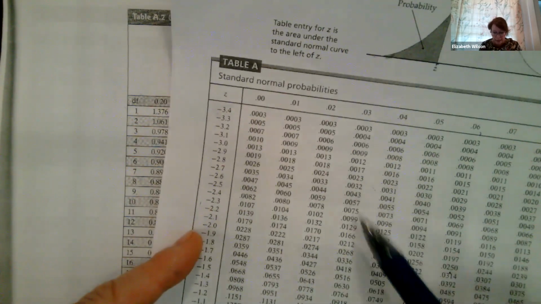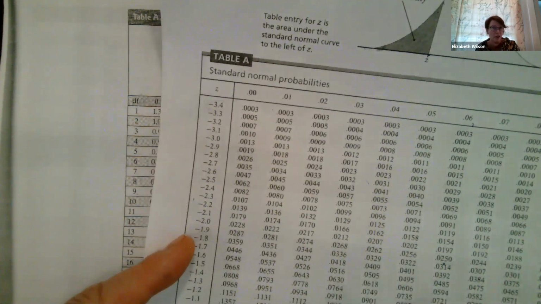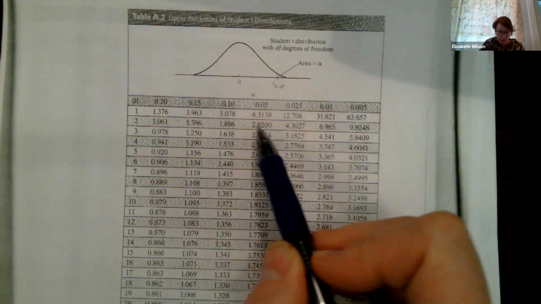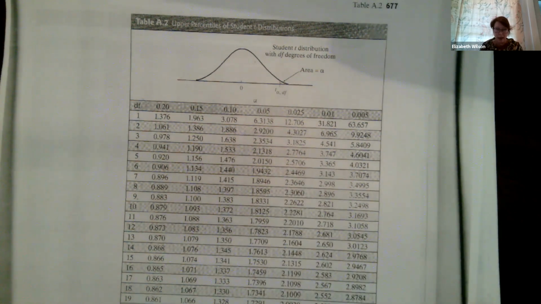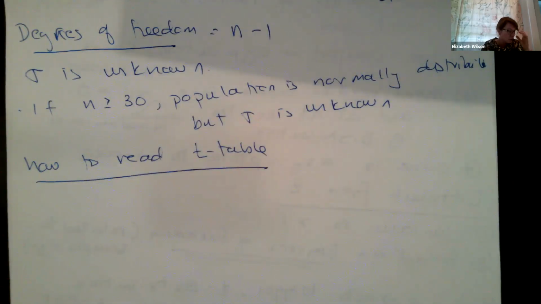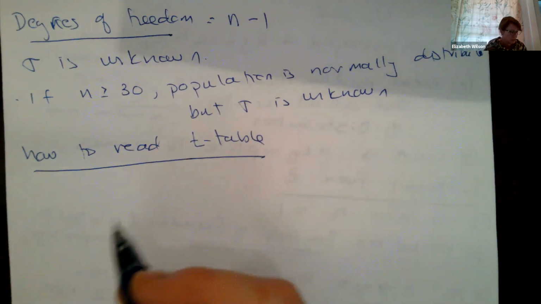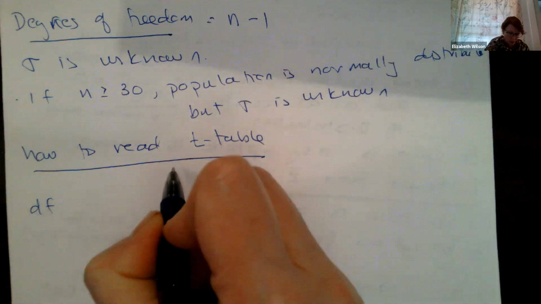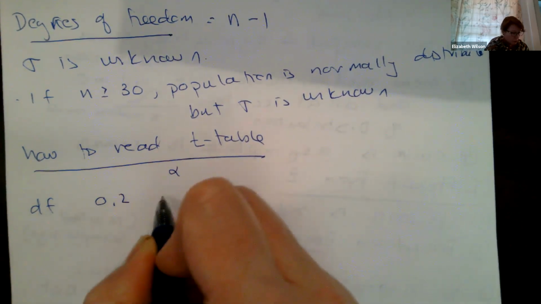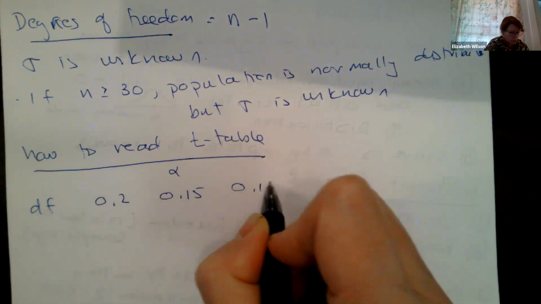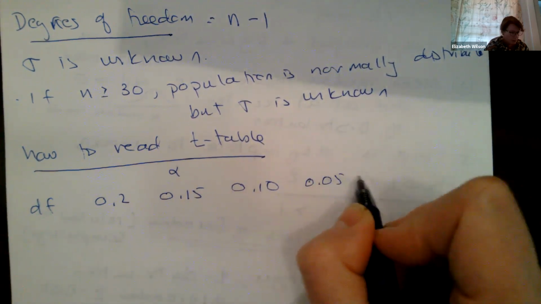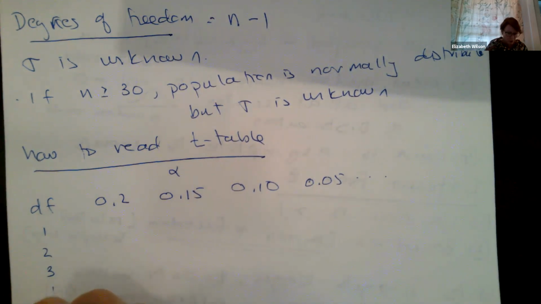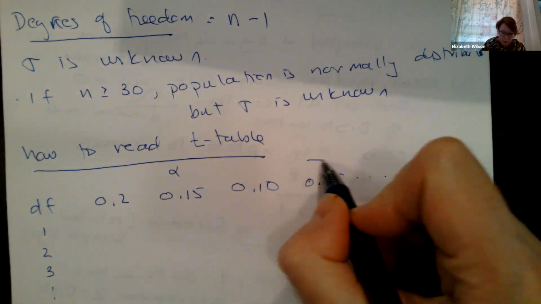So no longer am I looking at the table getting out the exact area under the curve, the probabilities. This is the area under the curve, and these are the t values associated with that and the degrees of freedom. I'll draw it down here so that you can think about it. We've got degrees of freedom, and we've got our alpha: 0.2, 0.15, 0.10, 0.05 and so on. It goes down: 1, 2, 3, and so forth down.